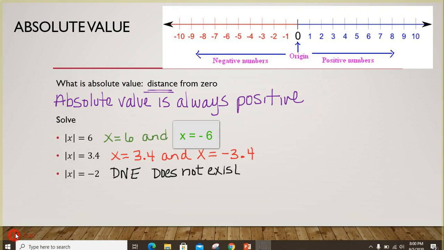So remember, when we're solving absolute value and graphing absolute value, there are two numbers that have the same absolute value, one positive, one negative, and also the absolute value has to be positive.